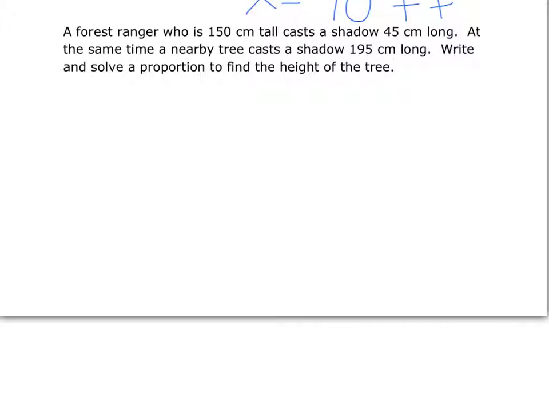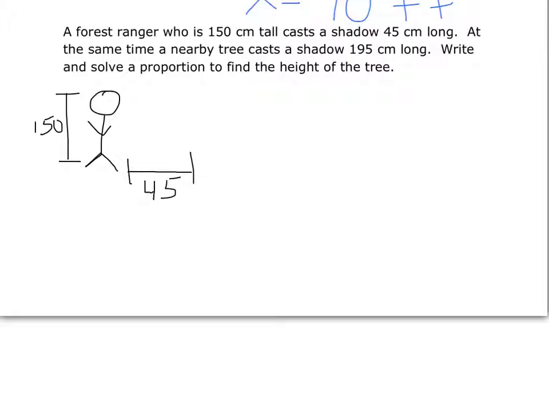Now in this problem, we have a forest ranger who is 150 centimeters tall and casts a shadow 45 centimeters long. So if I would draw a picture of that, we have the forest ranger. He is 150 centimeters tall. And his shadow that he puts out here is 45 centimeters long. So if we'd cast a shadow there, it'd be 45 centimeters long.